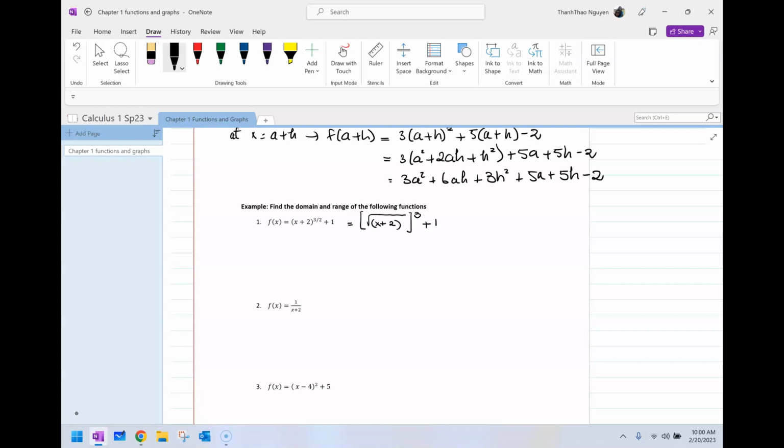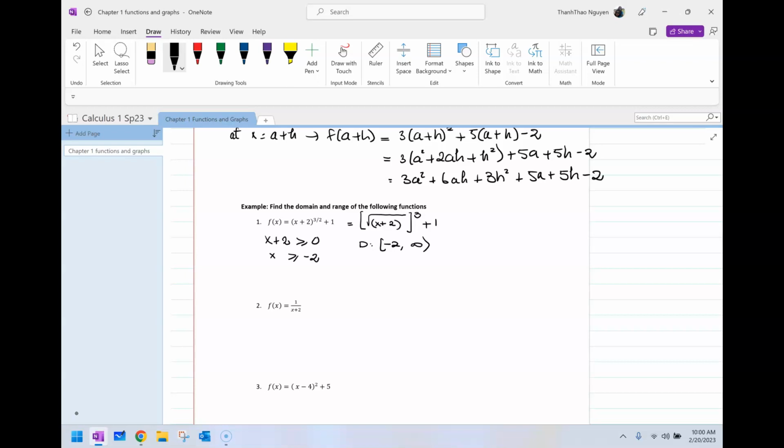Now, in order to take a square root, we need x plus 2 to be greater than or equal to 0. So to start with the domain, first we need to know that x plus 2 has to be greater than or equal to 0. This means x has to be greater than or equal to negative 2. So that is our domain, from negative 2 to infinity.